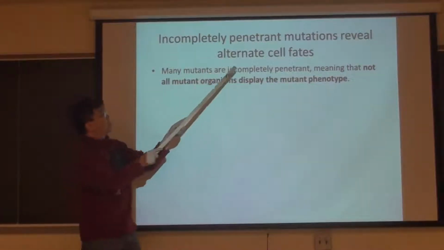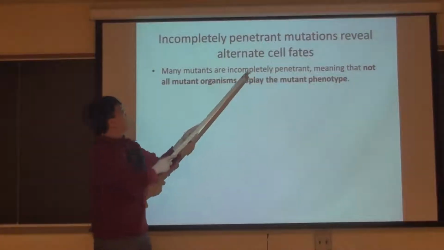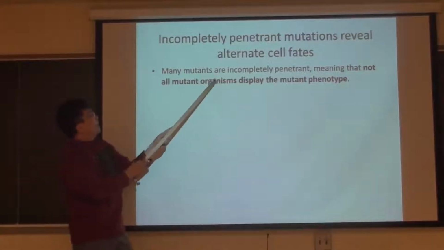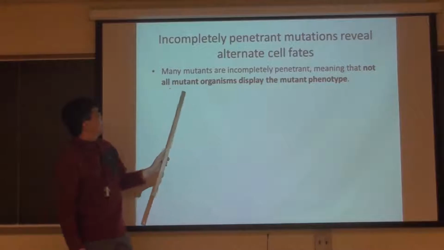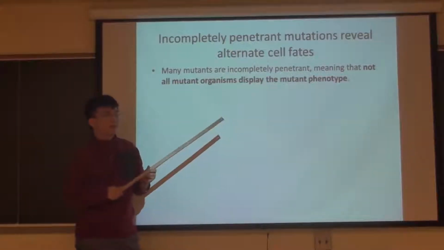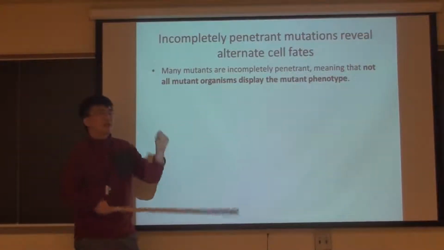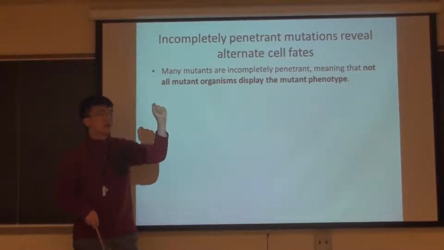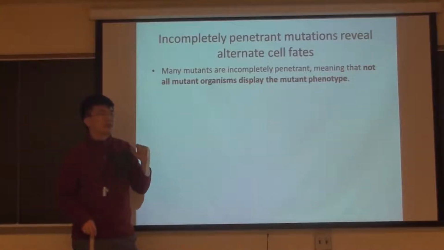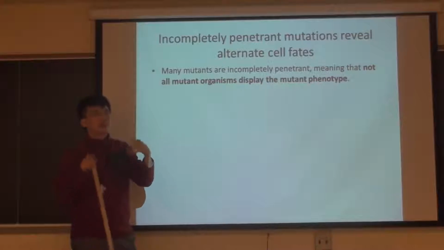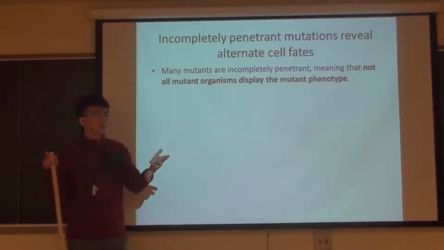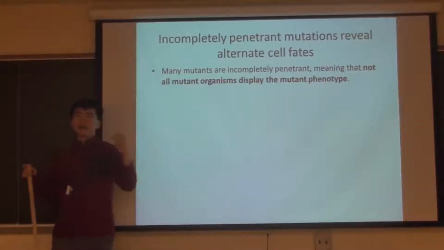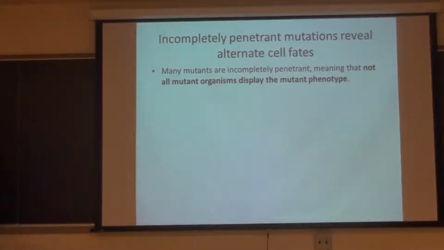Incompletely penetrant mutations reveal alternate cell effects. Many mutations are incompletely penetrant, meaning that not all mutant organisms display the mutant phenotype. So you make the same mutation, and some animals will still develop intestine, meaning that these animals will express this ELT2 gene that I talked about. So there must be some other reason why some animals express it and others don't.